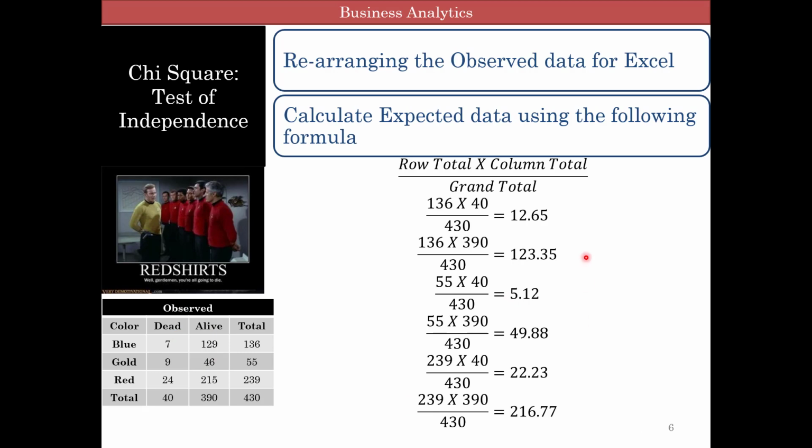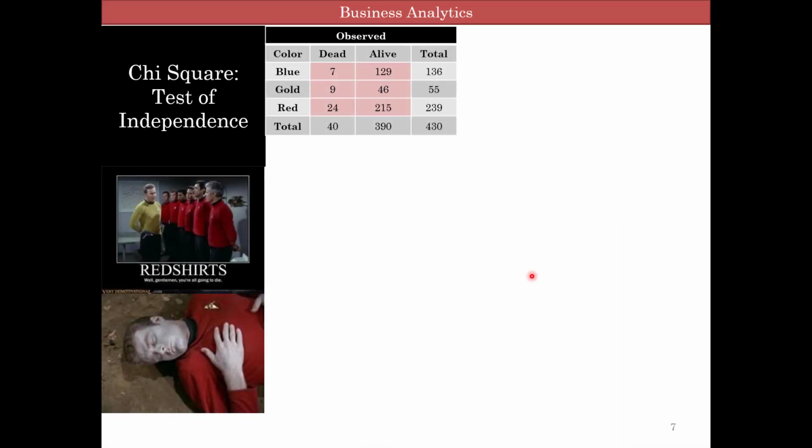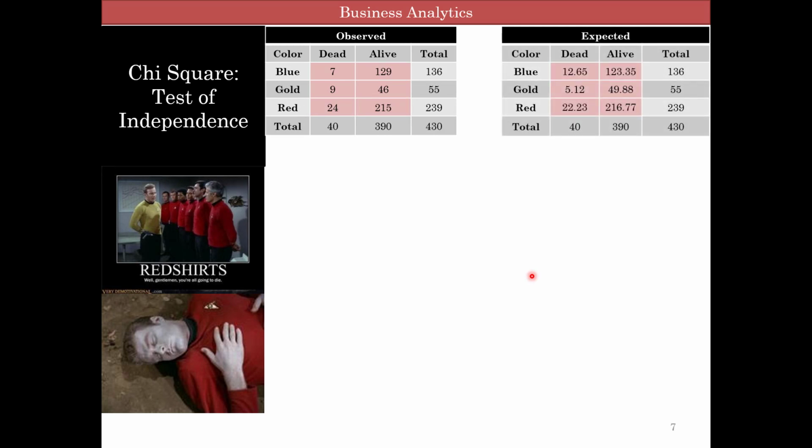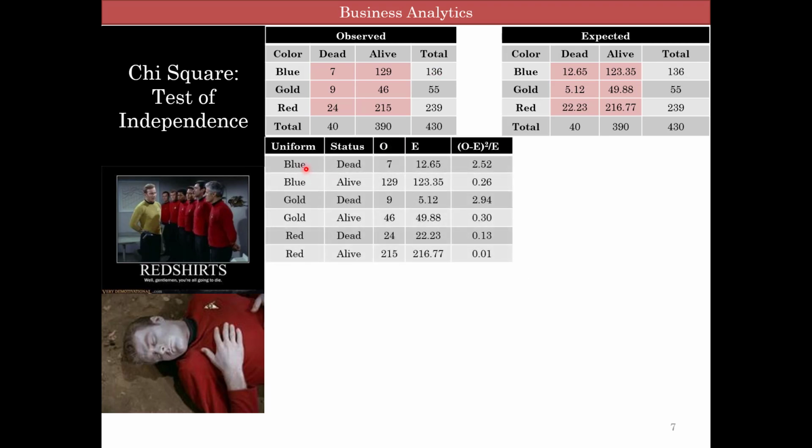You're going to get a table which has the expected value. So here we go. We have the observed value, as you can see. We have the expected value, as you can see. And you can compare the two. So here we go. Uniform.